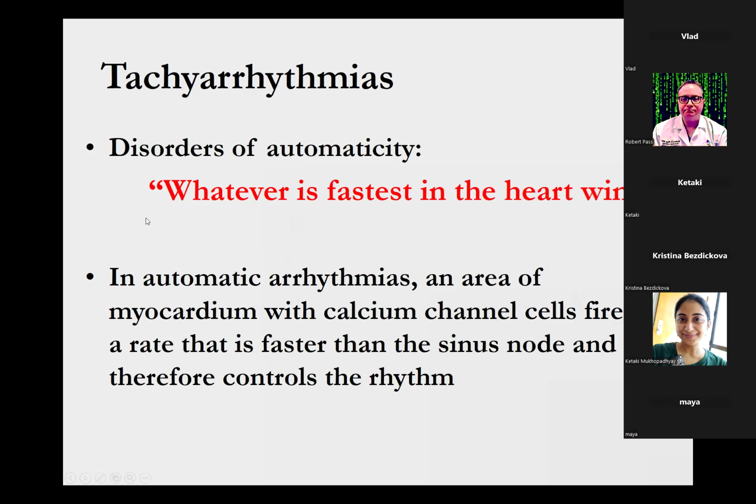The important thing to remember when we're thinking about automatic arrhythmias, and this is an important rule of rhythm in the heart, is that whatever is fastest in the heart always wins. And so in an automatic arrhythmia, an area of myocardium with calcium channel cells are firing at a rate faster than the sinus node. And for that reason, they control the rhythm. So again, the reason that we are in sinus rhythm normally is because the sinus node naturally has the highest degree of automaticity. But if you have certain arrhythmias, that area of tissue will be firing at a rate faster than the sinus node, and that will therefore win and take over the rhythm of the heart.